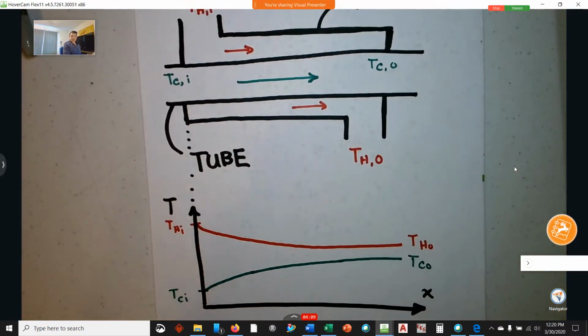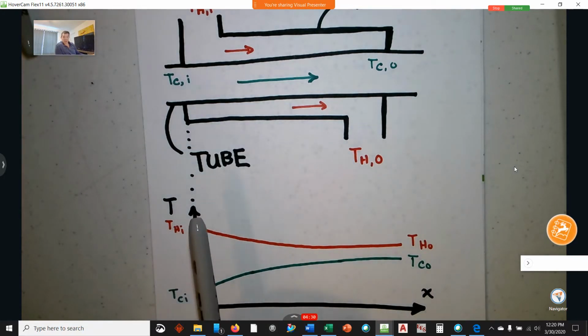And of course, we'll never, ever get the cold temperature to exceed the hot temperature. The best we can do, if we make this infinitely long, is that we'll come to some equilibrium where everything reaches some medium temperature. But in reality, this is what we'll have if we have a parallel flow heat exchanger: the hot fluid will cool down on a logarithmic scale, and the cold fluid will heat up on a logarithmic scale.